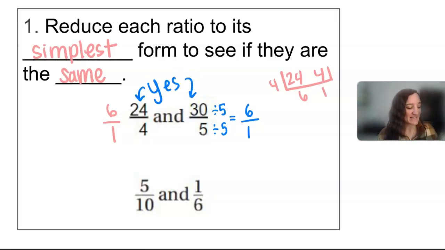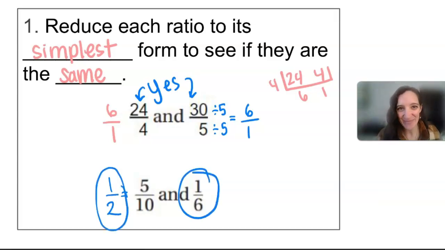Now if we did it to this next set, 1 to 6 is already in simplest form, correct? We can't simplify that at all. But what about 5 to 10? Well, I can divide both of those by 5 and get 1 to 2. If I look, 1 to 2 and 1 to 6 are not the same thing, are they? So these two ratios are not equivalent. So that's the first way to check. If you're given two ratios, simplify them to simplest form and see if they're equivalent.